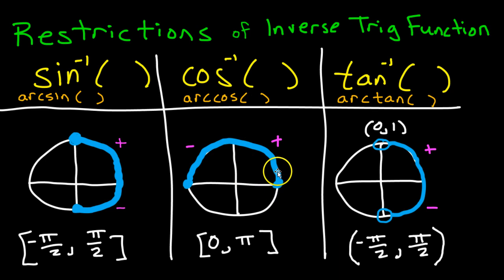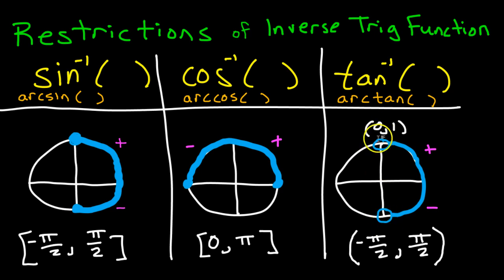For inverse cosine, it's only defined for the top half of the circle, from 0 to pi. Again, remembering that cosine is the x value on the unit circle. This gets you the negative values and the positive values. And one more time, for inverse tangent or arctangent, the range is restricted to the right hand side of the circle, from negative pi over 2 to positive pi over 2.